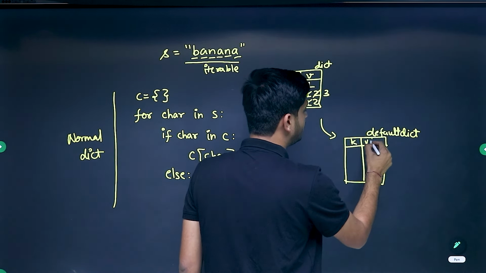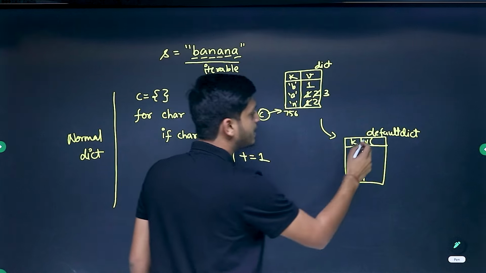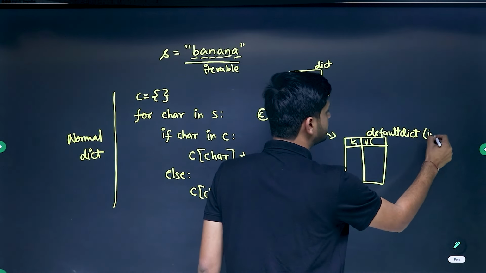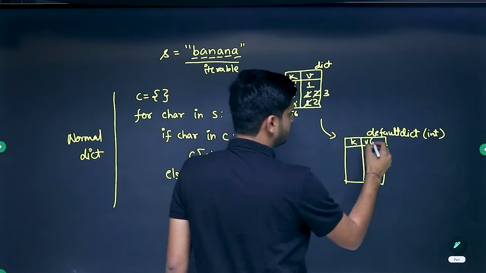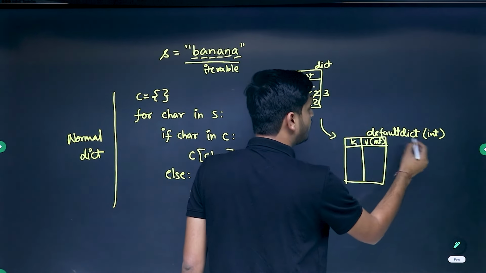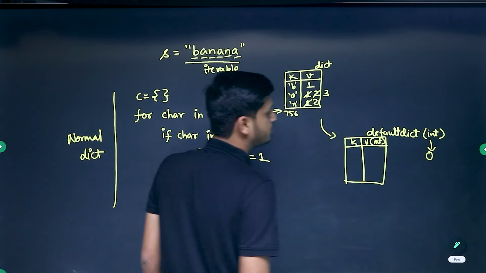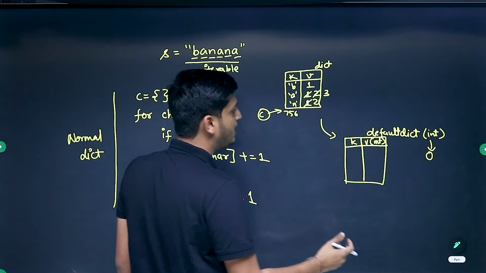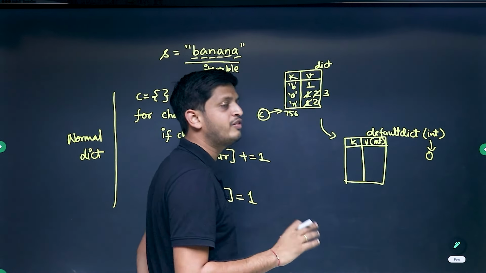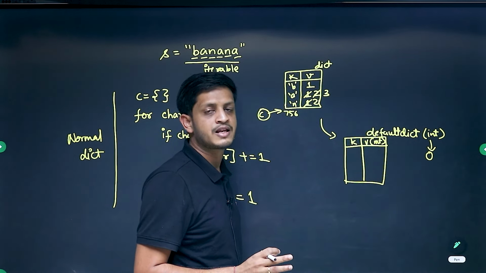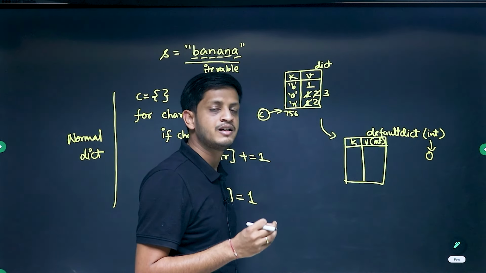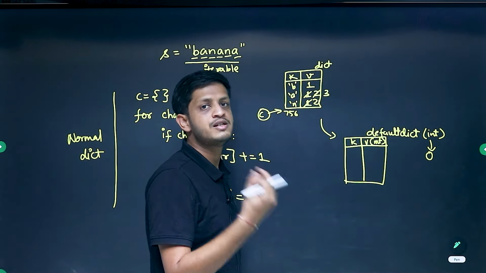It will have a default data type for value. So let's say I am creating a default dict of type integers. It means that all the values will be integers, and the default value of integer will be taken as 0. So what will happen, for every key, if it is not present, an entry will be created with the value 0. For any key, if it is not present, it will think that the value is 0 by default.